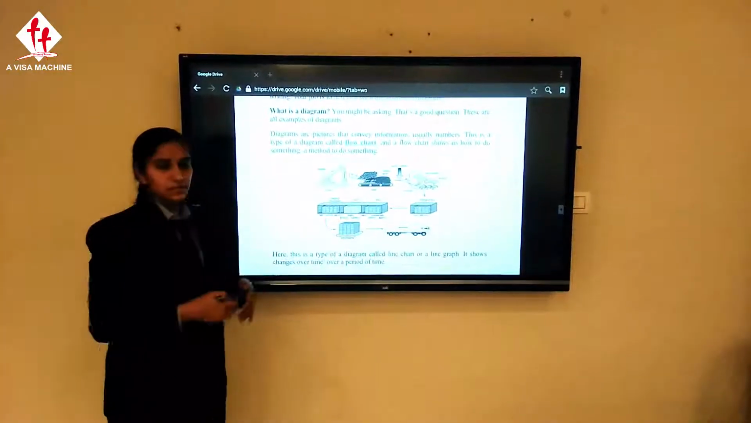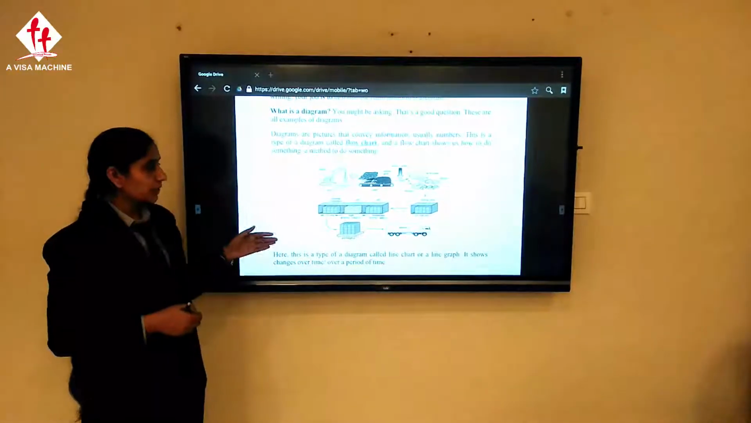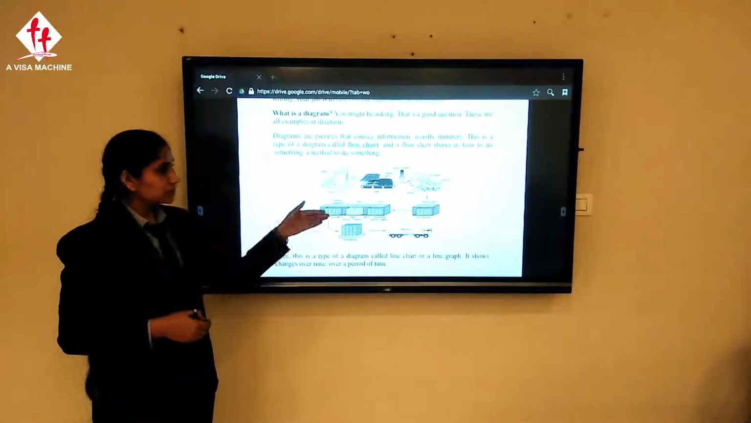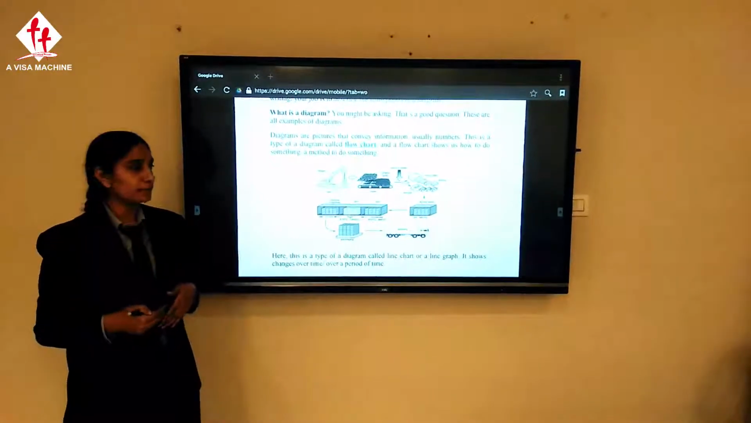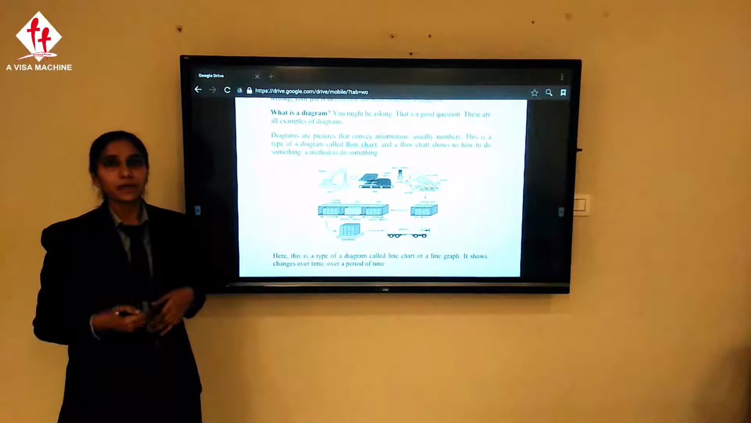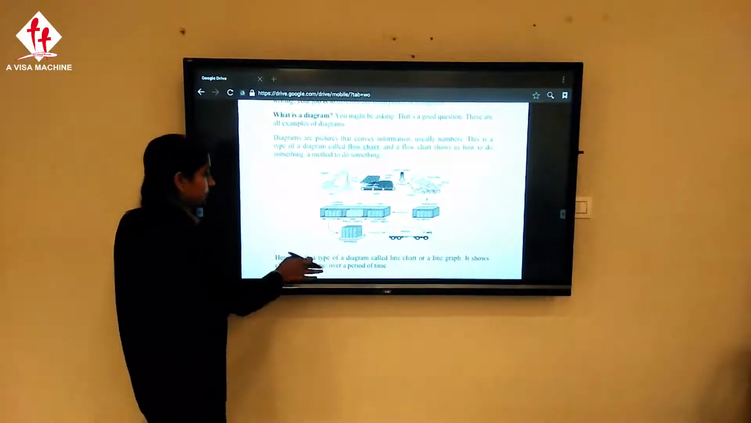Here, this is a diagram. We have to write only the main steps that are included in the diagram. There is no need to write unnecessary information, including our own points.